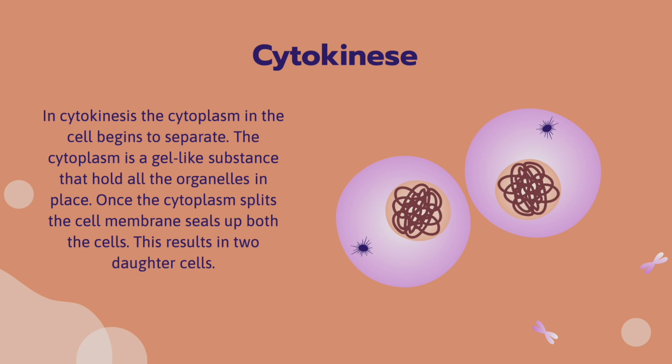Once the cytoplasm splits, the cell membrane seals up both the cells. This results in two daughter cells.